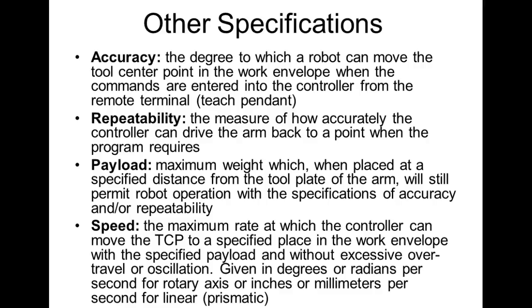You understand? So this says to what degree the robot can move the tool center point in the work envelope when the commands are entered into the controller from the T-pendant. So the robot could be very accurate, but you might not be. You'd be blaming the robot for being not accurate, and it's you who can't get your thumb off the jog button. These guys are very, very, very accurate, but we get a feel of that from this measurement right here.